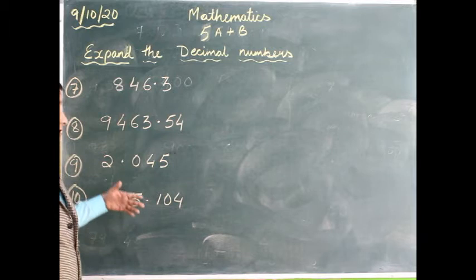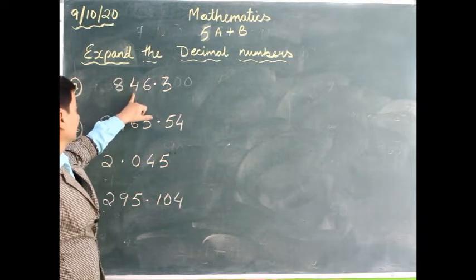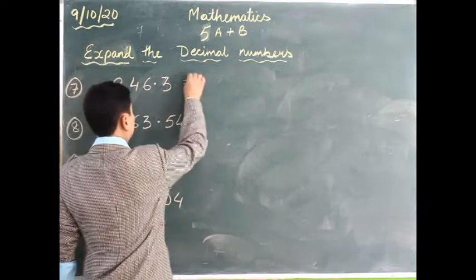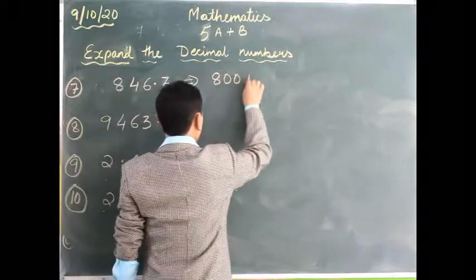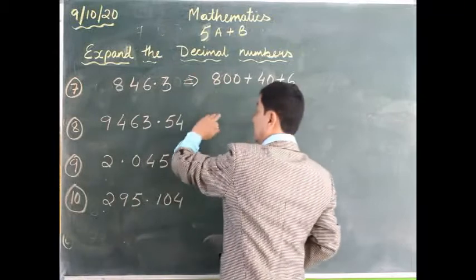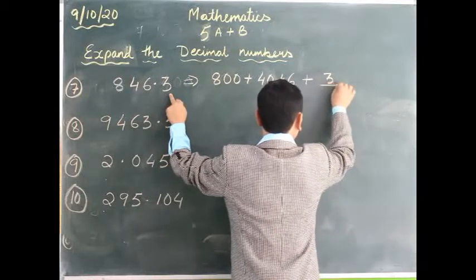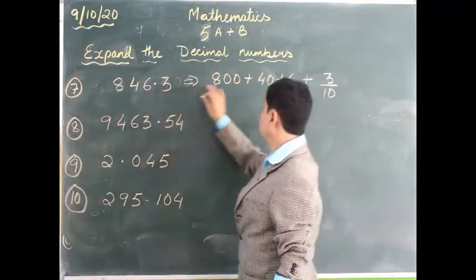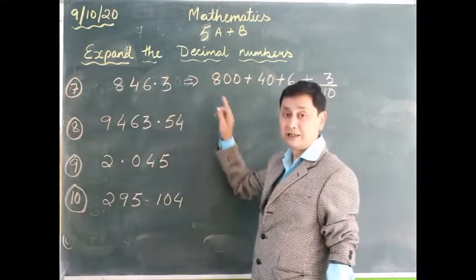Okay, so let's revise this first. Let's do it orally. 800 plus 40 plus 6 plus which place value? 3 tenths. So let's write it. When we expand this 846, 800 plus 40 plus 6. Then we come to the decimal numbers. When you read this, it is plus 3 tenths. And that's how we expand. Again, 800, 40, 6. And this is 3 tenths.